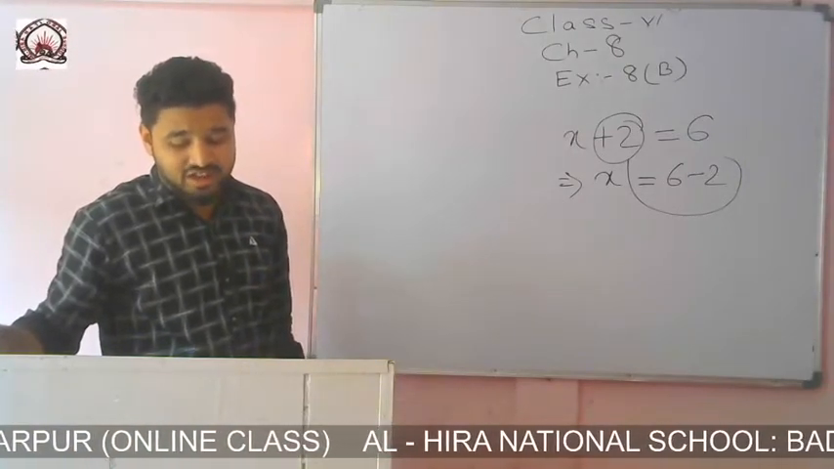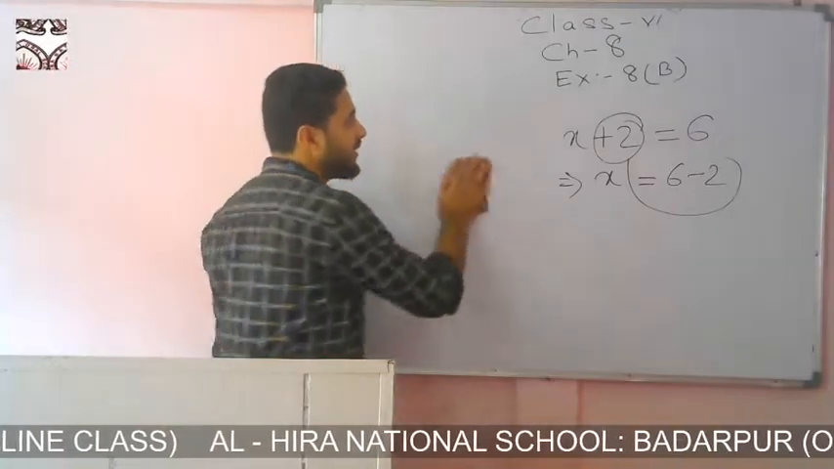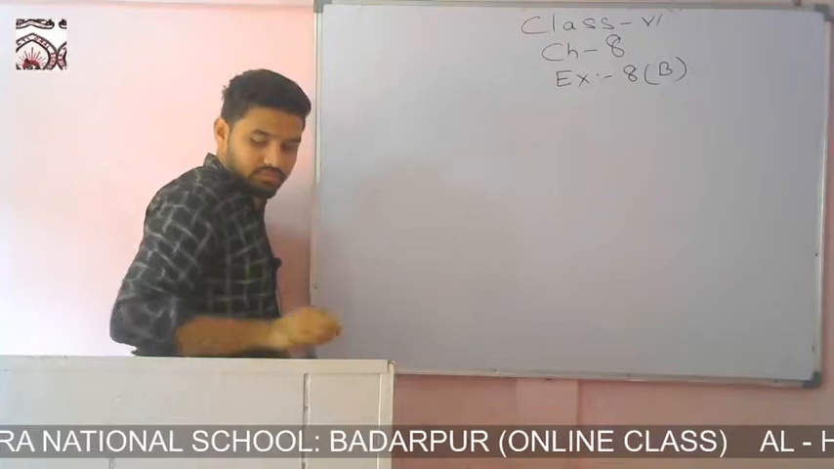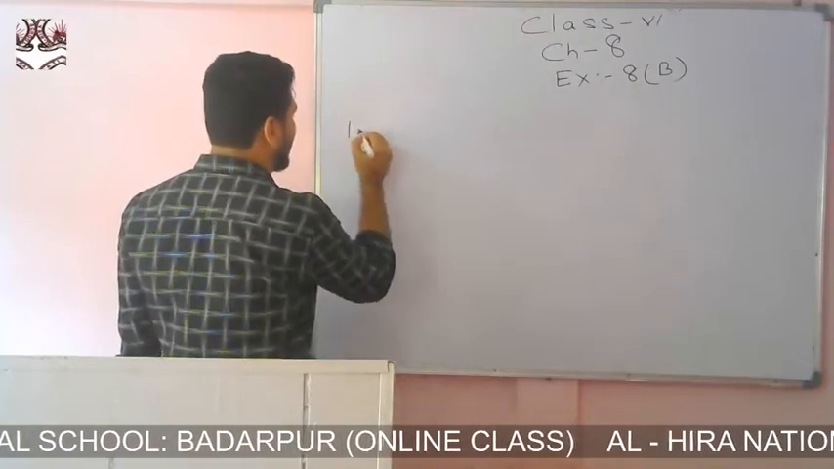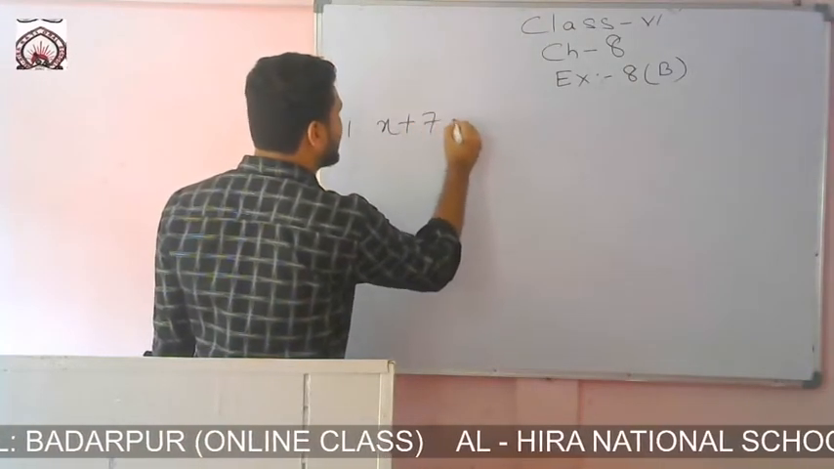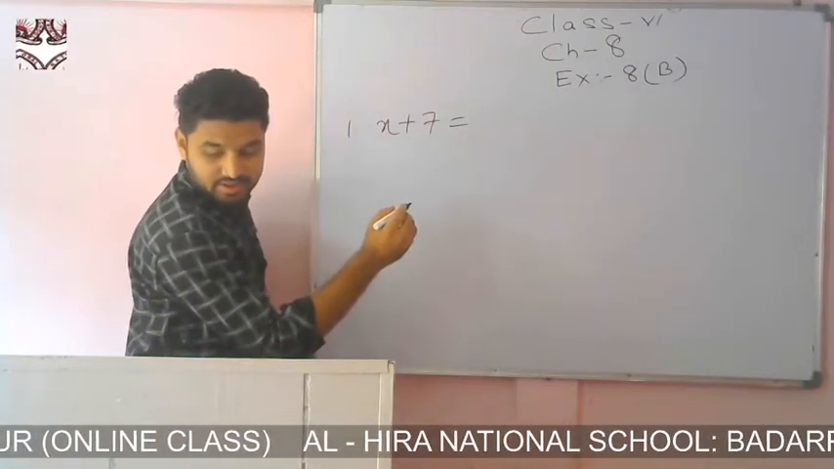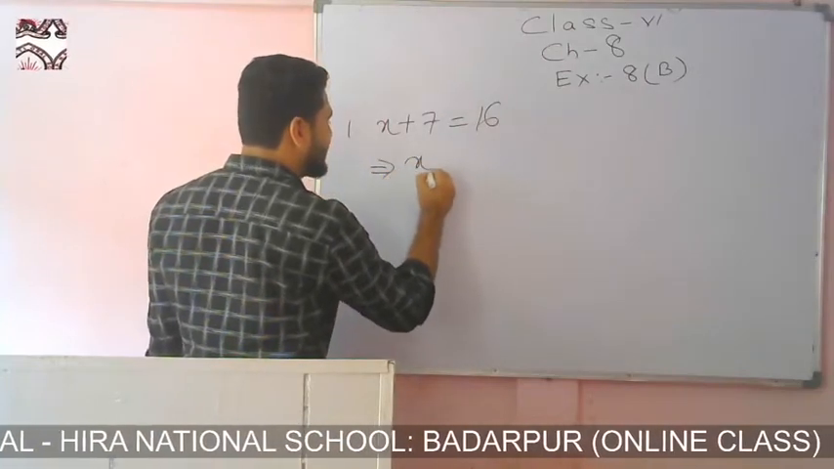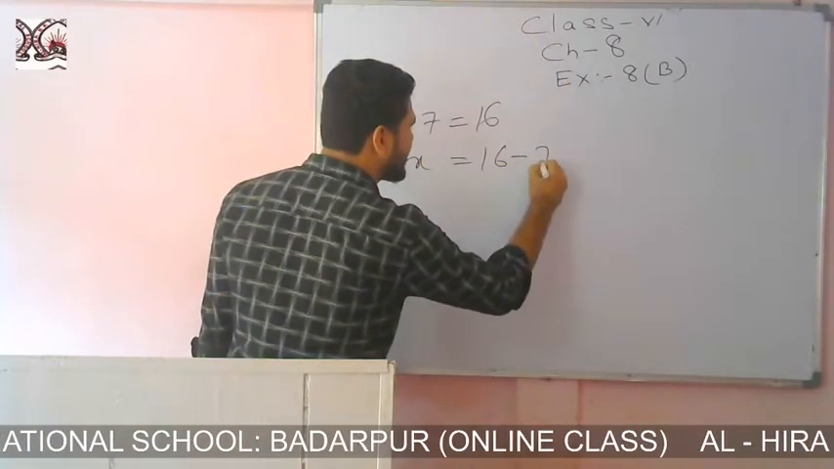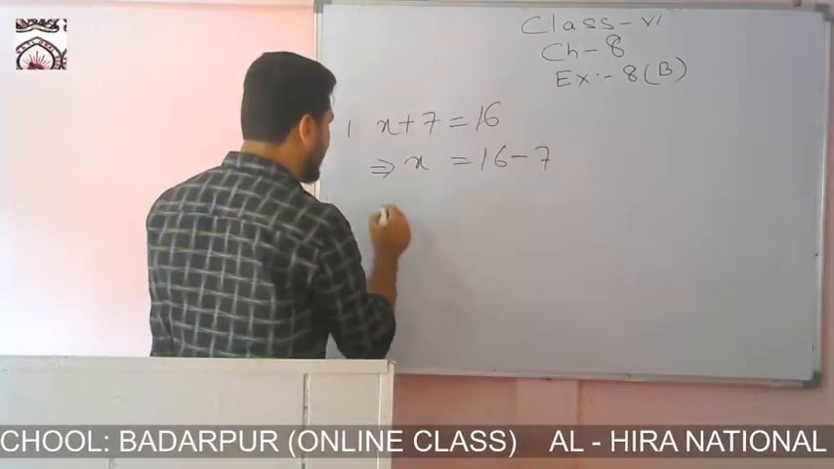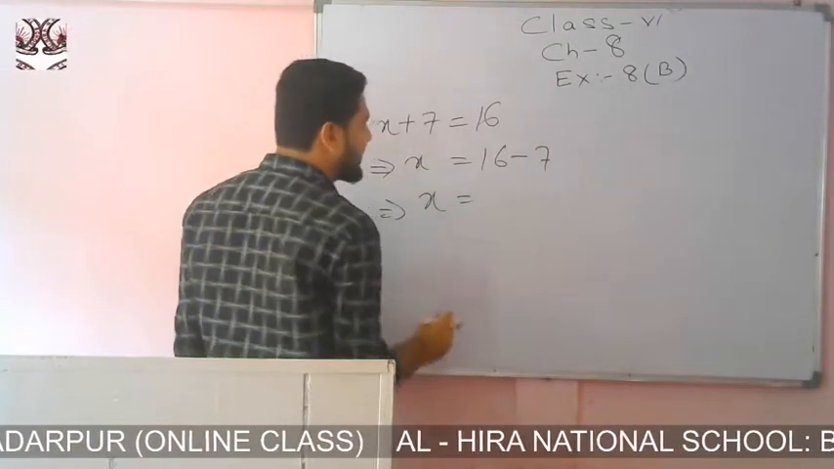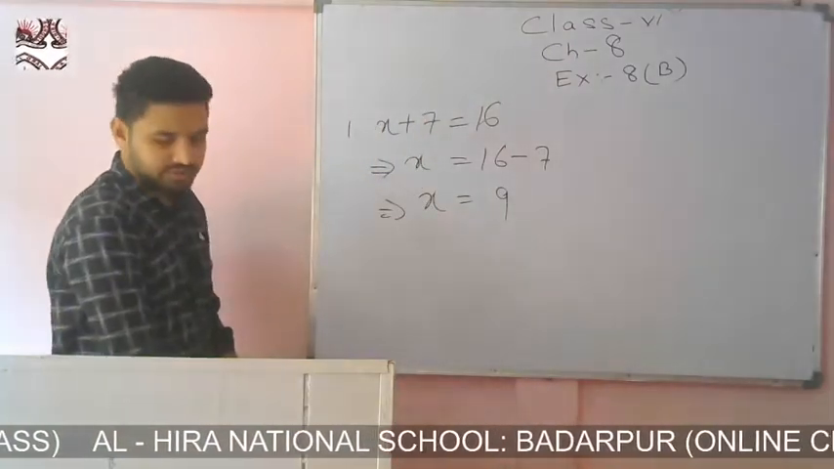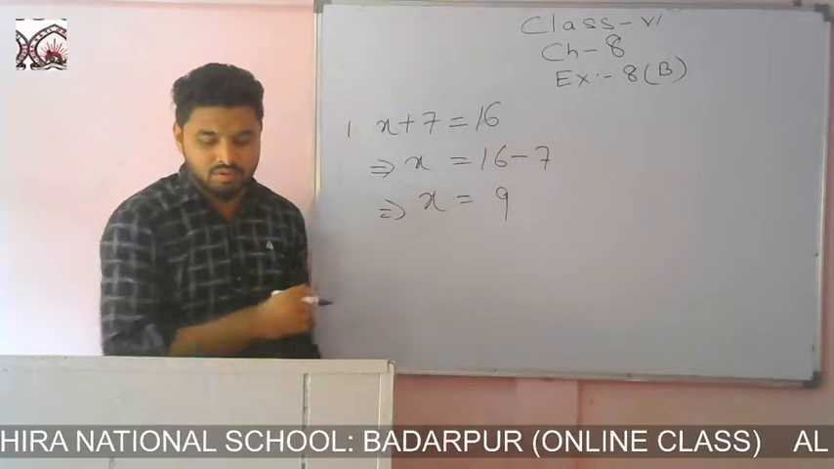Question number 1, x plus 7 equals 16. So x equals 16 minus 7. If I shift 7, then it will become minus. Now I can find x equals what? 16 minus 7, which is 9. So 16 minus 7 equals 9.